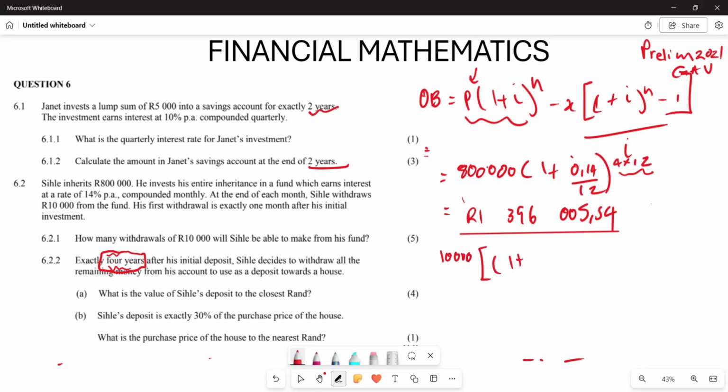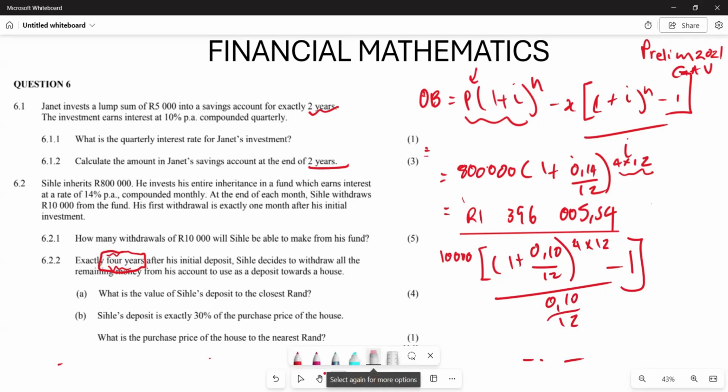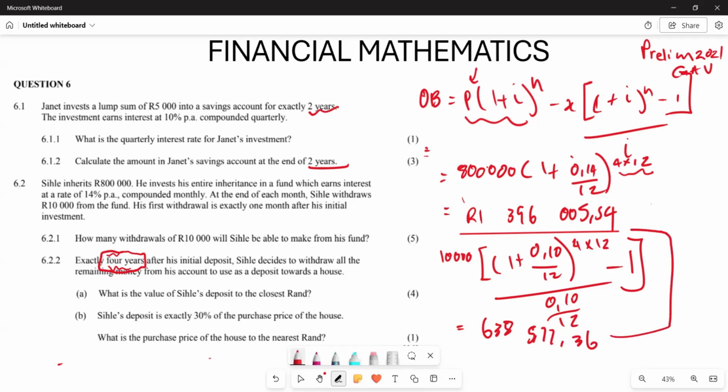into 1 plus 0.10 over 12 to the power of 4 multiplied by 12, subtract 1, over your 0.10 over 12, right? Now, what is the amount that you're going to get here? Let's see. When you plug in your calculator here, this is the same as 638,577.36, right? And now you are going to subtract this money from this particular fund.